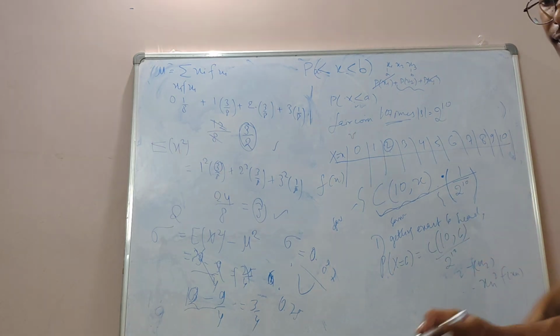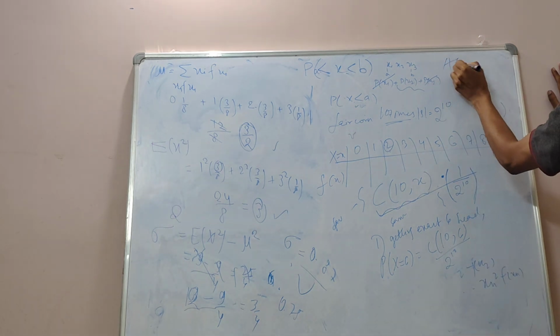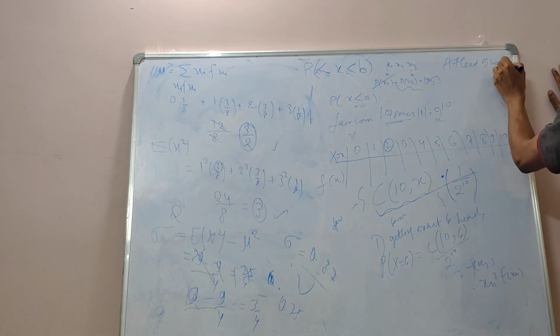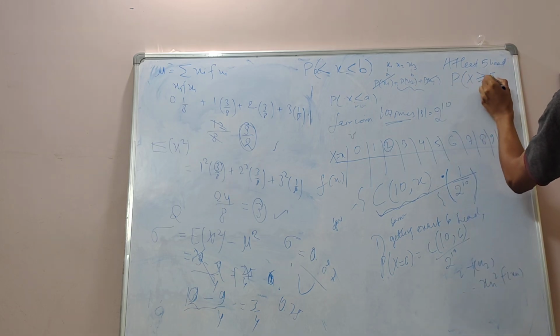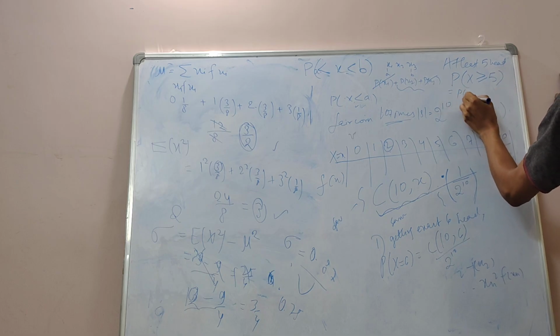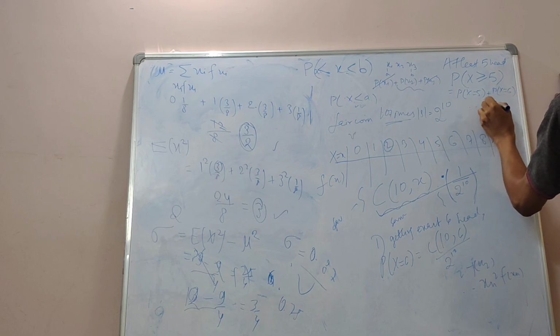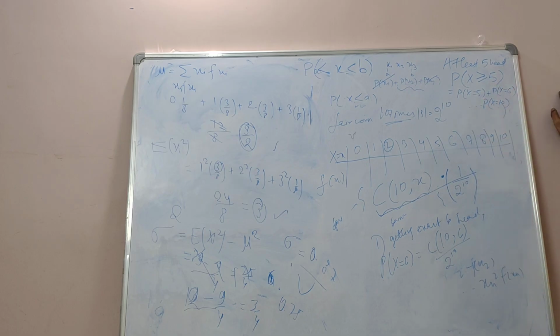And if the question is asking for at least 5 heads, I will go up to P of x greater than or equal to 5. So what I will write is probability of x equal to 5 plus probability of x equal to 6 up to probability of x equal to 10, right? So I will write C 10 comma 5 plus C 10 comma 6 up to C 10 comma 10, and all multiplied with 1 by 2 to the power 10. This will be my answer.